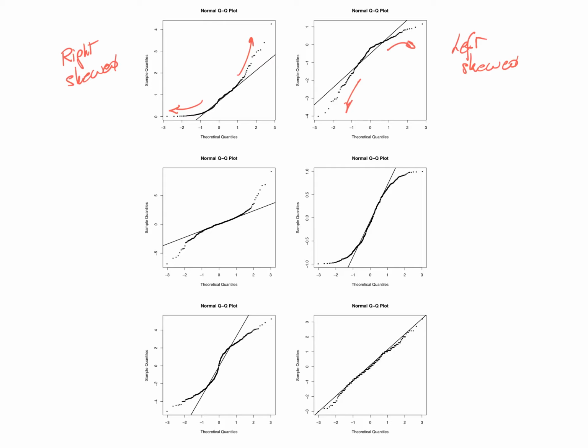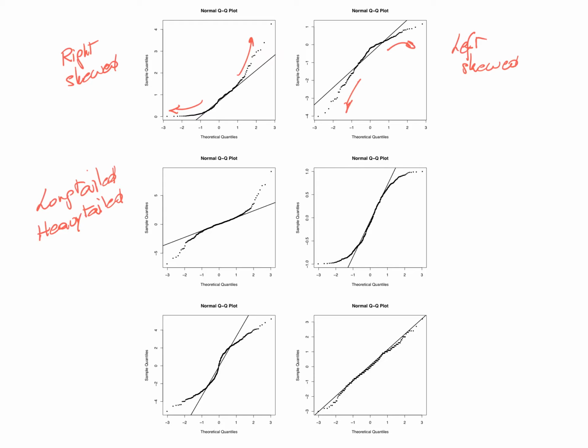The third plot is that of a long-tailed distribution. A long-tailed distribution is actually just a distribution where both the left tail and the right tail are heavier than the tails of a normal distribution. So you have a heavy tail on the left and on the right side. What you see in this QQ plot is that it is a combination of the previous two.